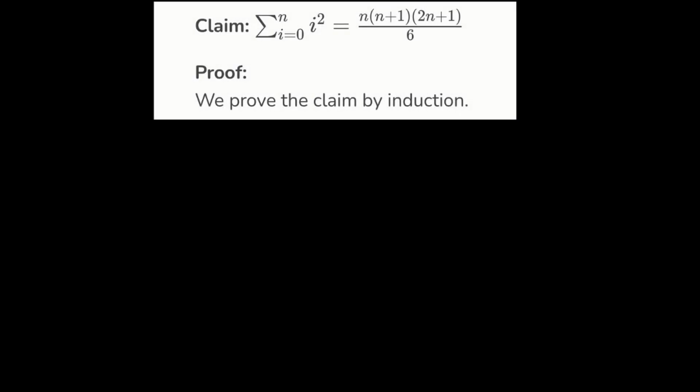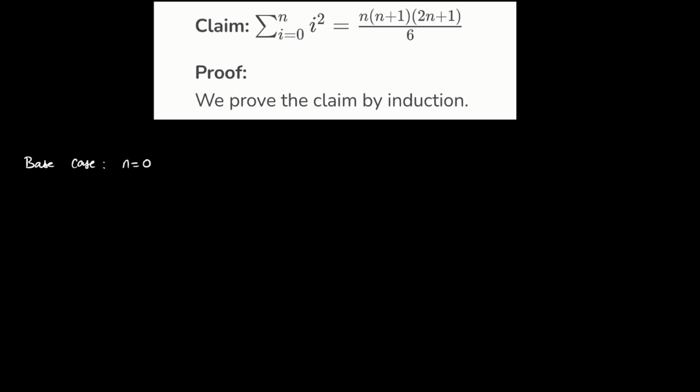Okay, so today we have this claim which says the sum of i squared as i goes from 0 to n is equal to n times n plus 1 times 2n plus 1 all over 6. And we're asked to prove this claim by induction. So the first thing we're going to do is the base case, which is n equals 0.